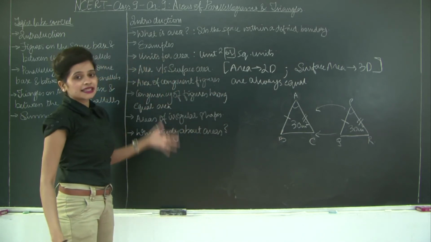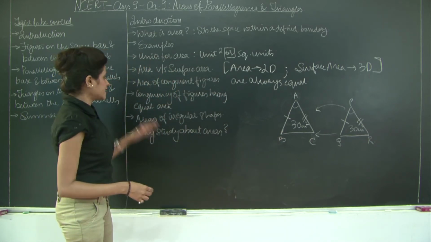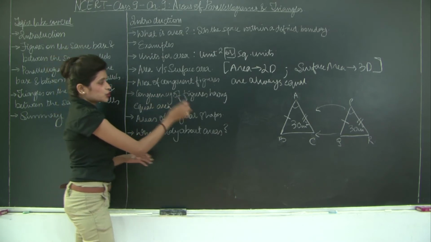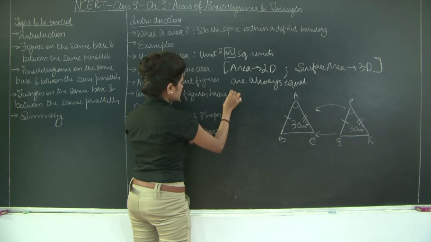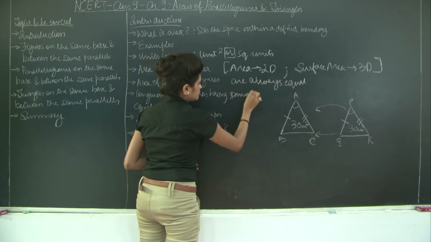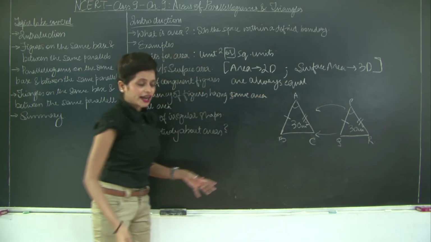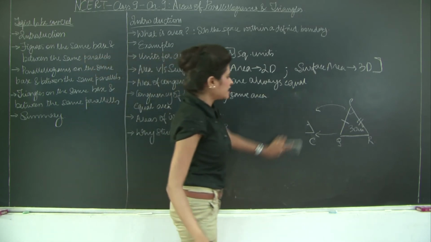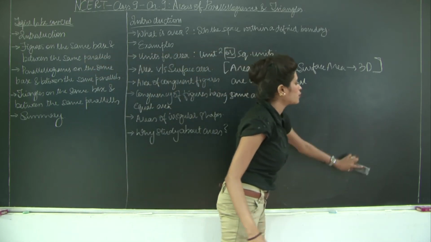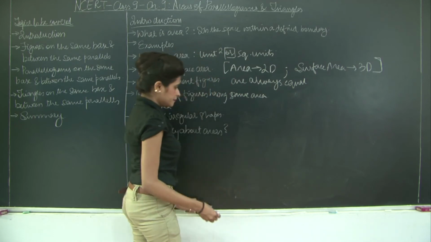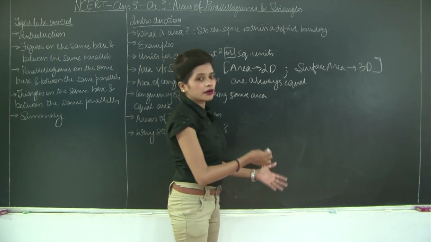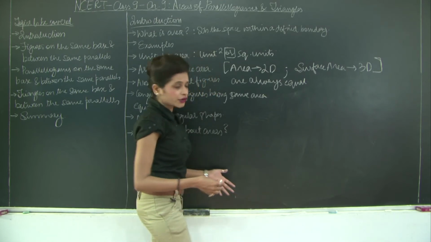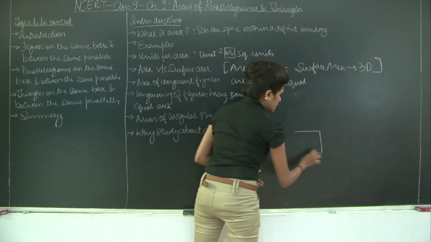But can we say the same for the converse? That is, if I have two figures that have the same area, can I say that the two figures are congruent to each other or not? Let's see. The best I can do is give you examples. You will learn more through examples instead of theoretical knowledge.